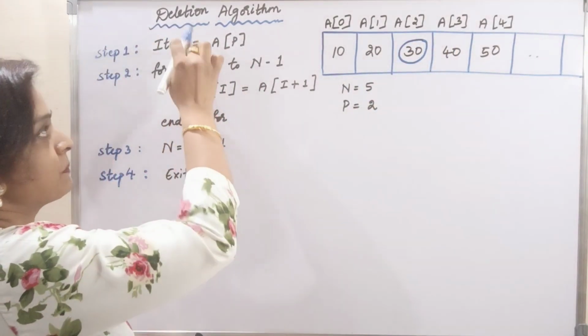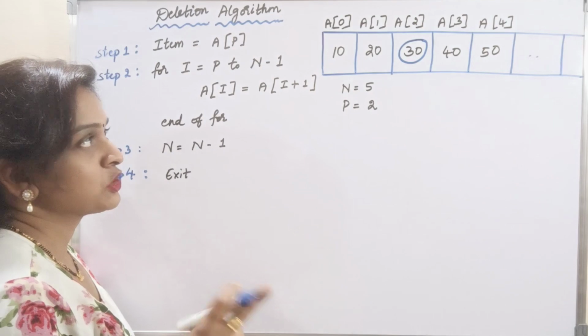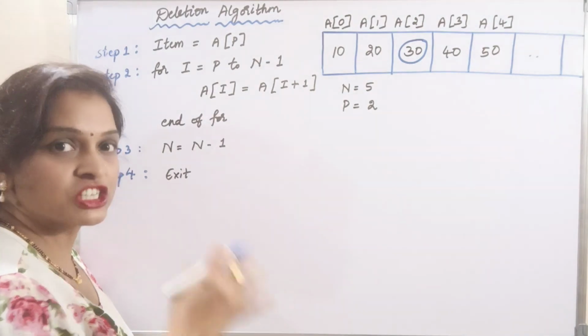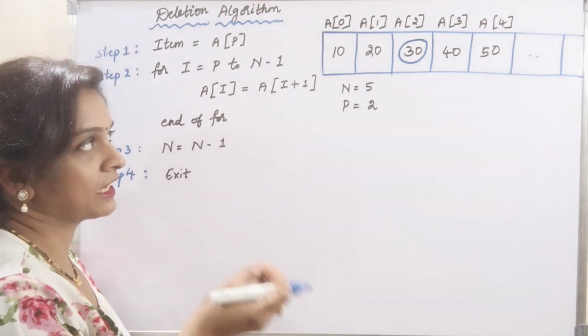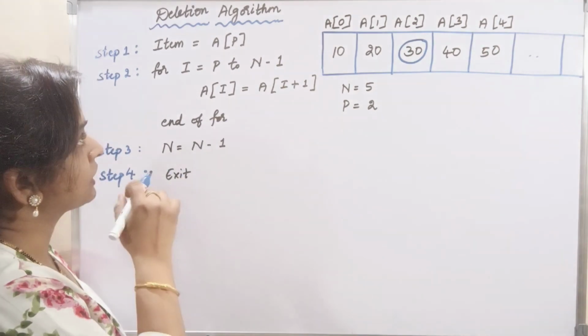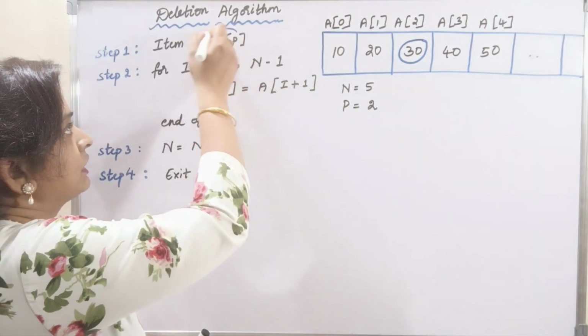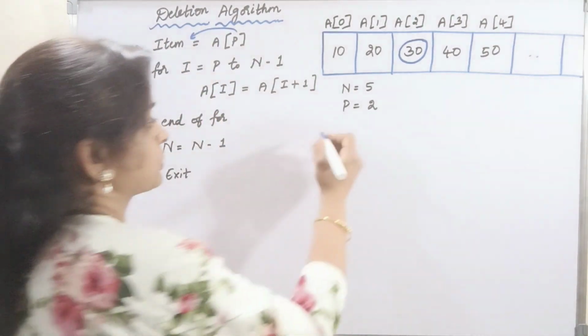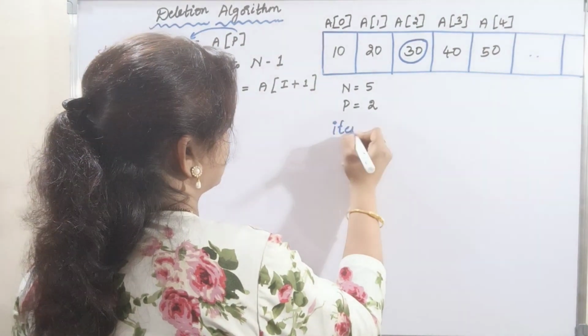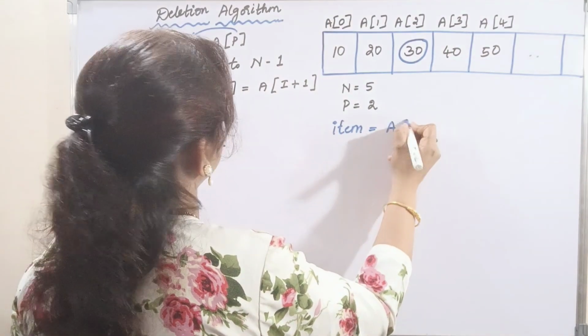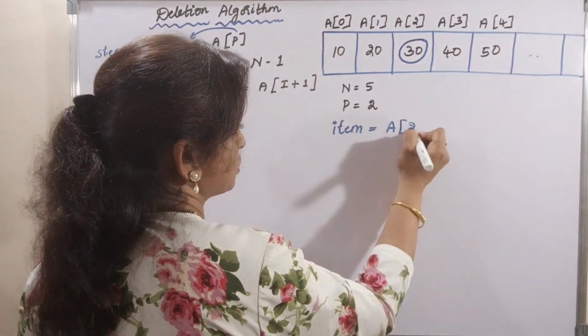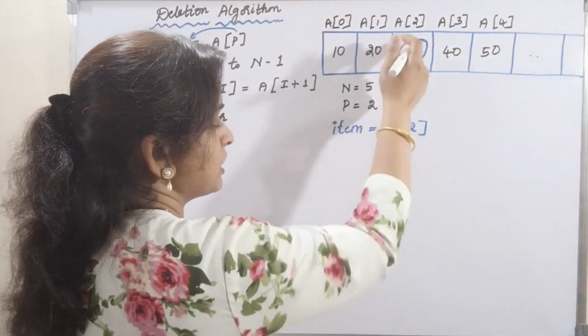Now, the first step, step 1. Before I do the shifting, I need to take that element from that position. So what I do is take the variable item and store the element that I have in A of position. So in the variable item, I get the element that I have in position. Position means 2. So what do we have in A of 2? It is 30.